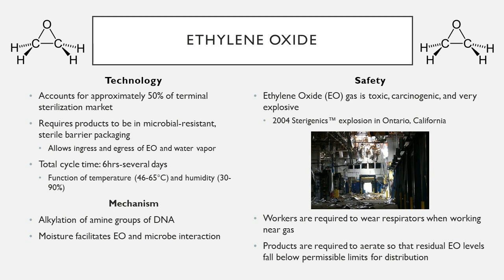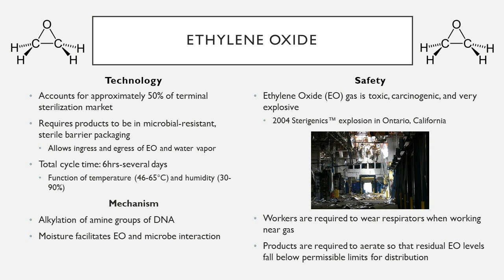The second type of terminal sterilization process that we're going to talk about is ethylene oxide treatment, which accounts for 50% of the terminal sterilization market, equal to that of all radioactive sterilization methods combined. This gas method requires products to be packaged into a microbial resistant but still penetrable barrier that allows the ingress and egress of both ethylene oxide and water vapor into the device. So if you ever see a medical device or even a sterile laboratory package that has a paper-like porous membrane that you peel off to get your particular device or instrument, then it was likely ethylene oxide treated as opposed to radiation treated.